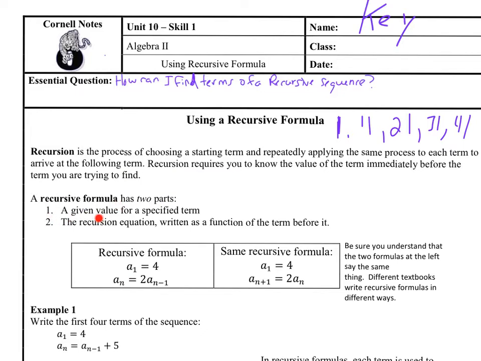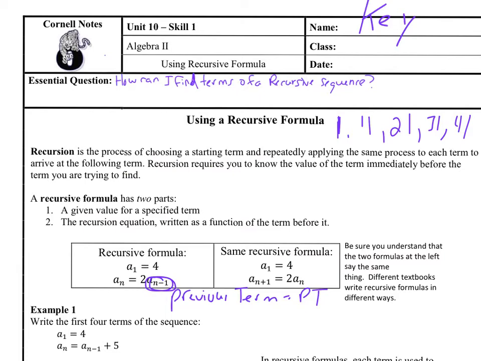The first part is a given value for a specified term. Usually it's the first term. A subscript 1 represents the first term. And then it has the recursion equation, and it's written as a function of the term before it. So here's the recursion equation: a sub n equals 2 times a sub n minus 1. We're going to call this whole part right here the previous term, and I'm going to write PT for that. Okay, previous term.